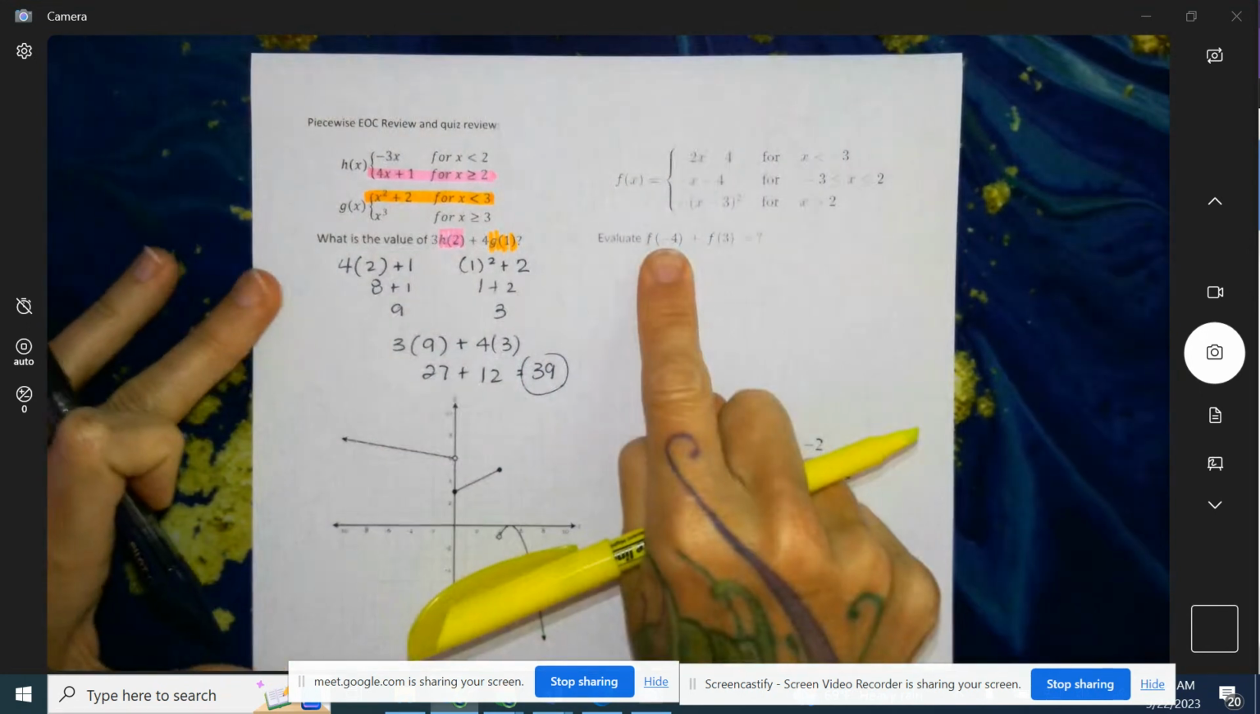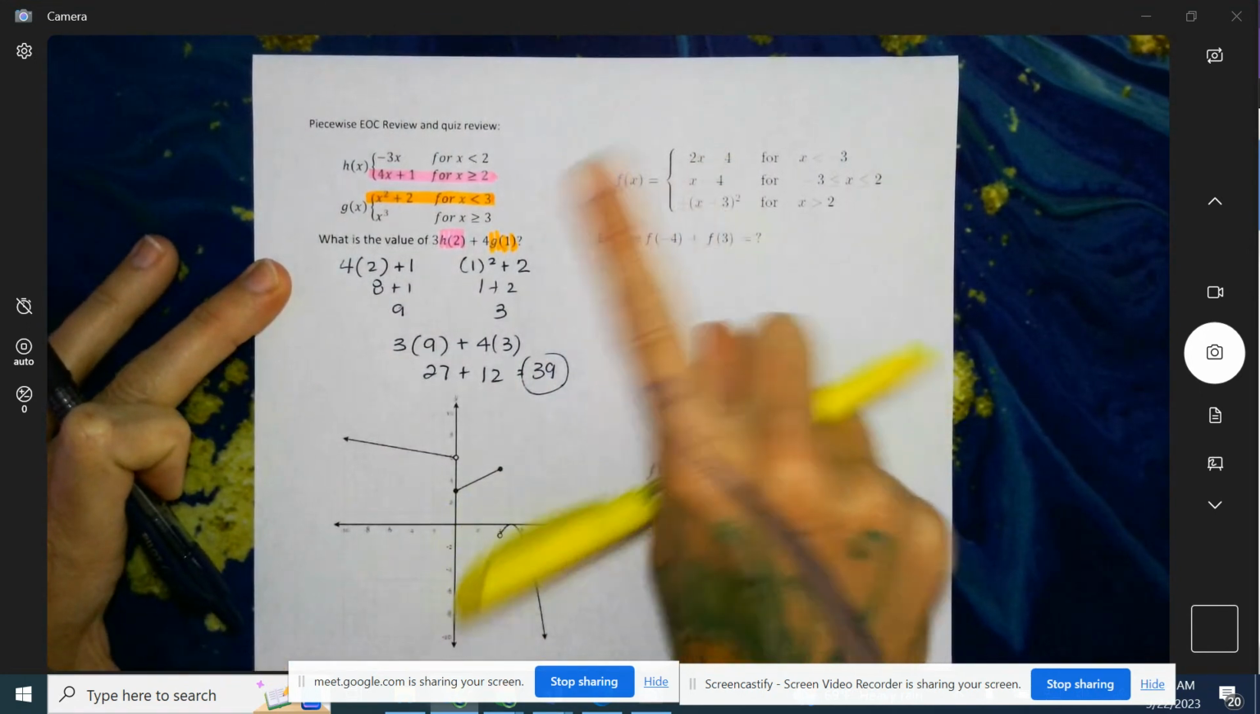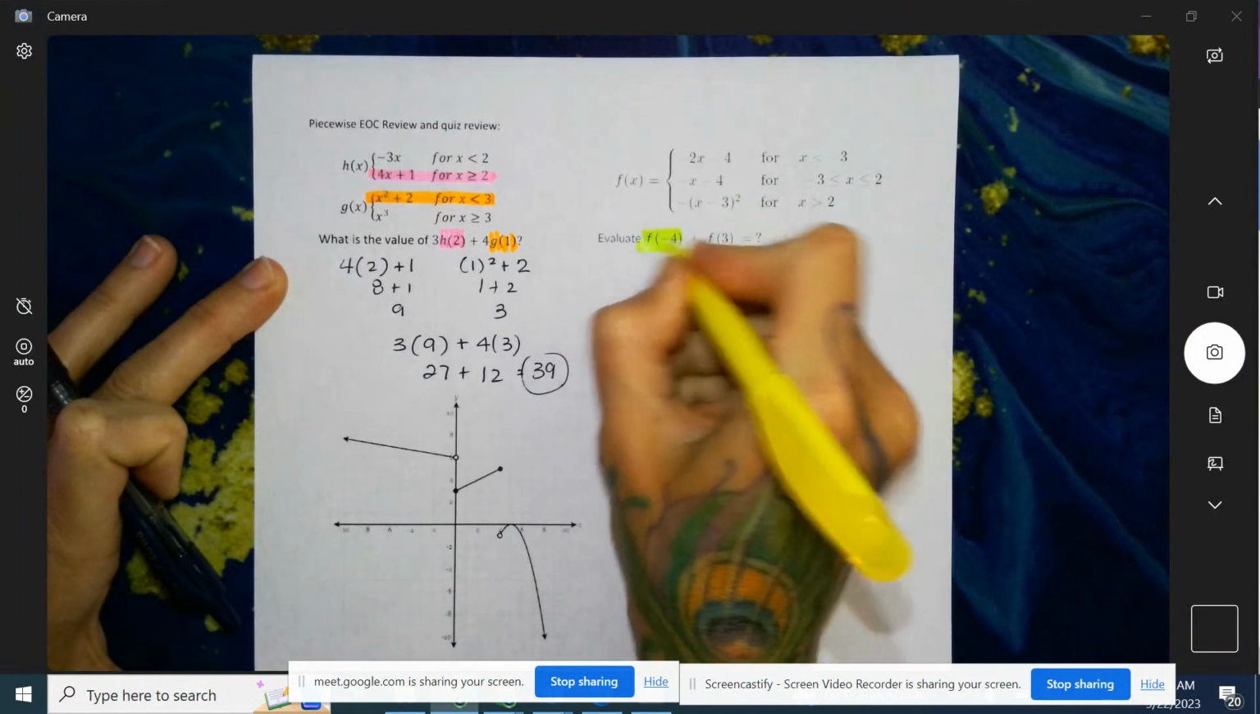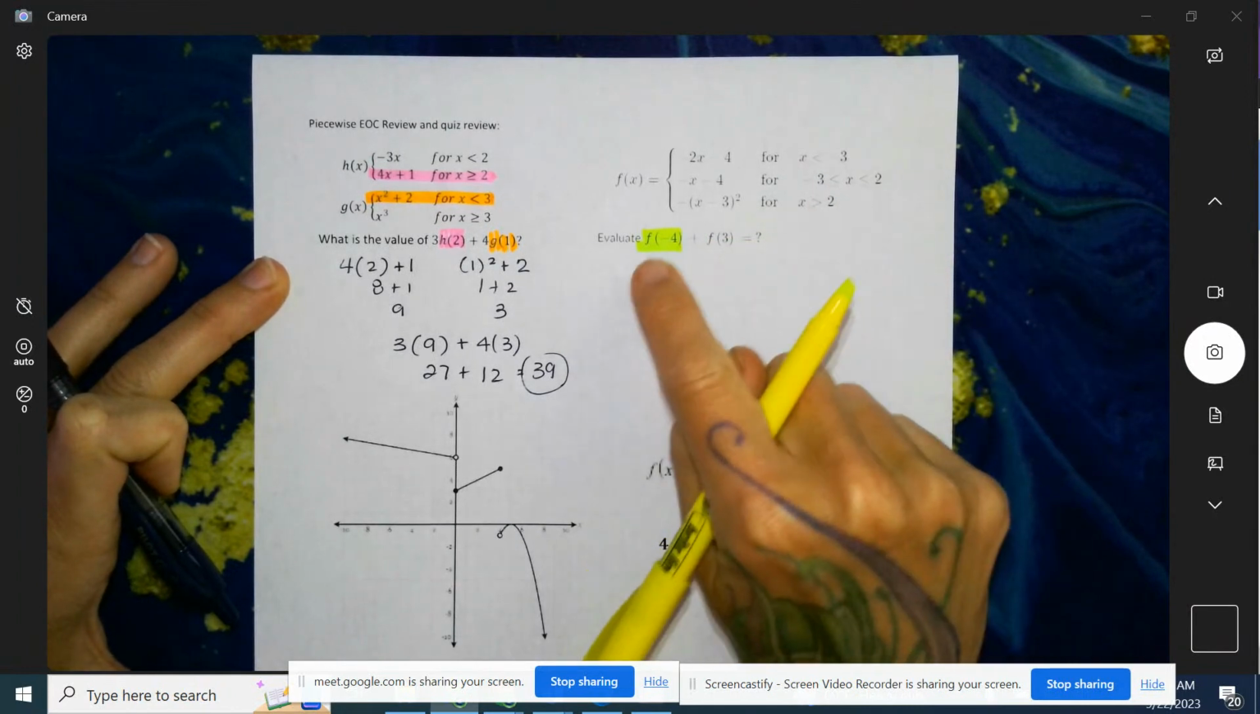Okay, so f of negative 4. All of these are f of x, which is perfect. So f of negative 4. So we're going to decide which one meets the need of negative 4.